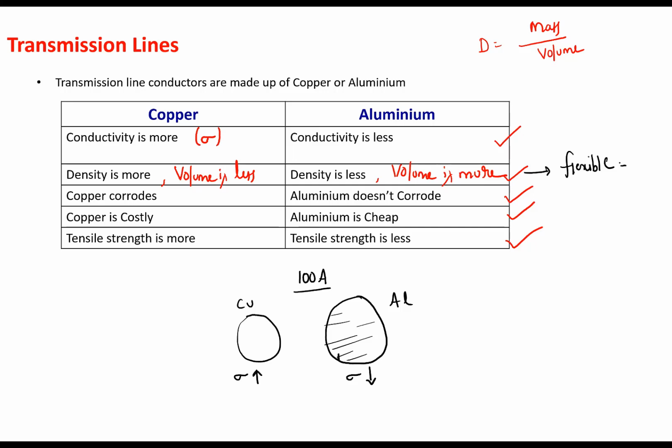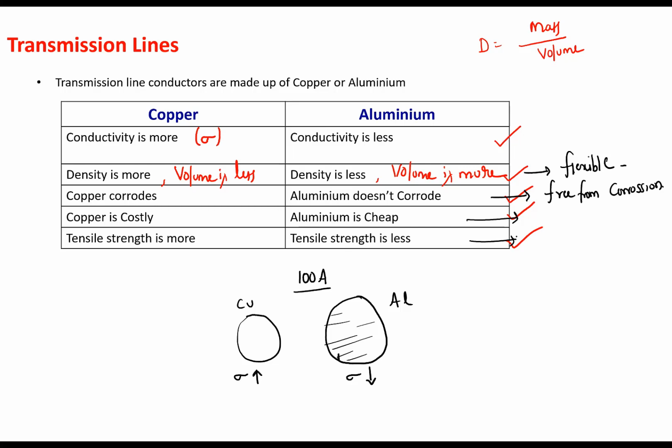Next, our overhead transmission conductors are exposed to all rains, winds, moisture, everything. So we need a material that does not react with the moisture and air. Aluminum, since it does not corrode, we don't have any problem. So it is free from corrosion. That is one more big advantage of aluminum. And moreover, it is a cheaper material. And the tensile strength is less. Tensile strength is less means we can easily bend it.